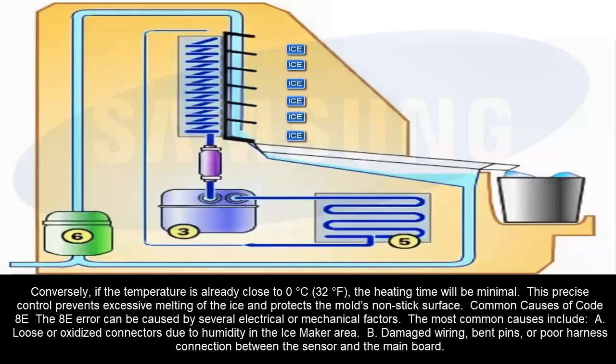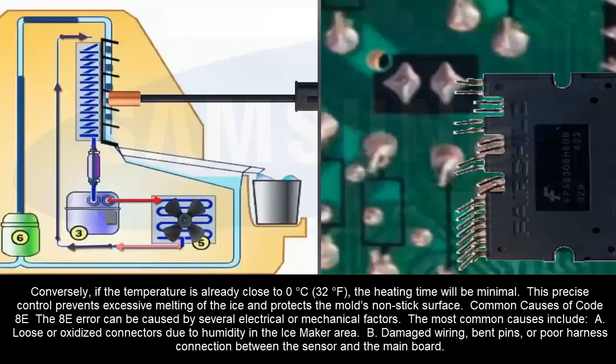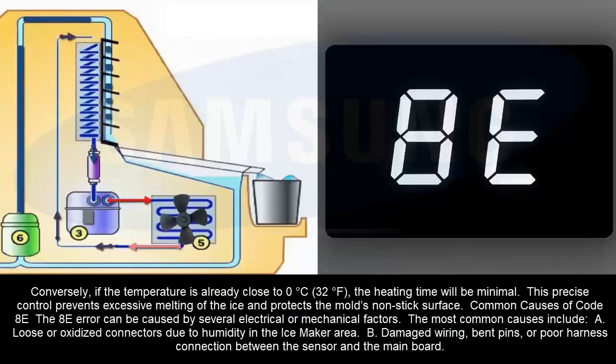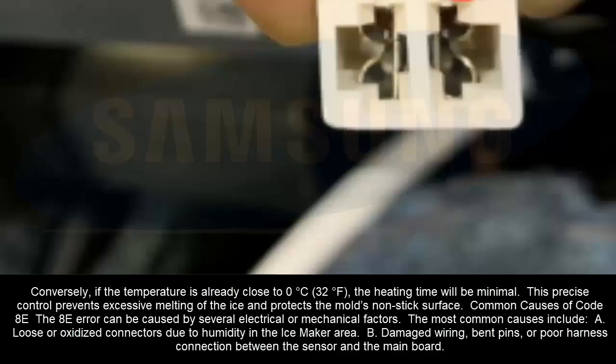Common causes of code 8E. The 8E error can be caused by several electrical or mechanical factors. The most common causes include: A. Loose or oxidized connectors due to humidity in the ice maker area. B. Damaged wiring, bent pins, or poor harness connection between the sensor and the main board.